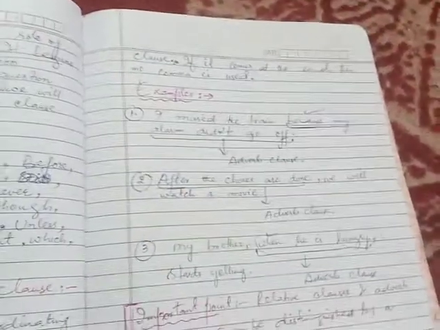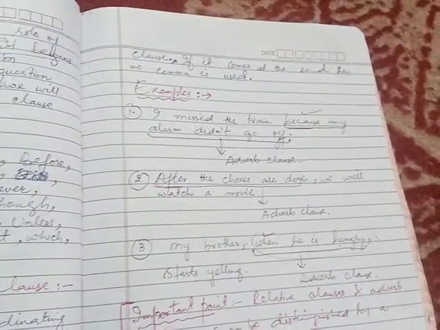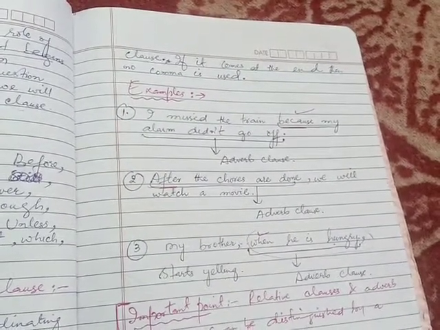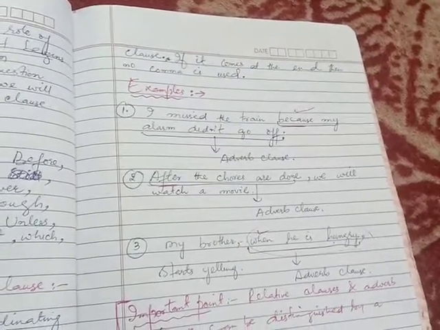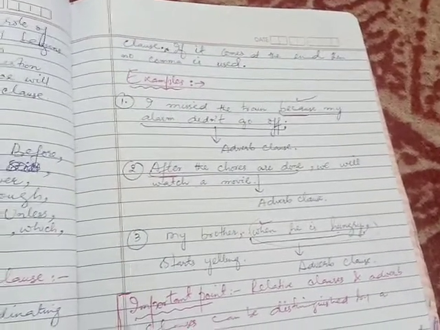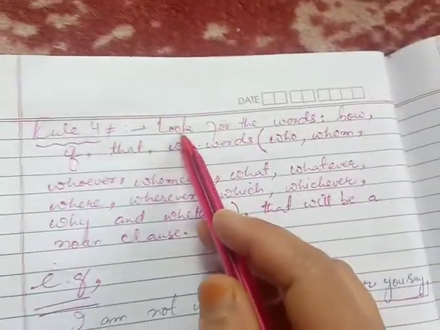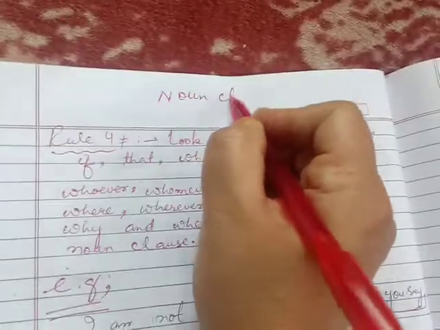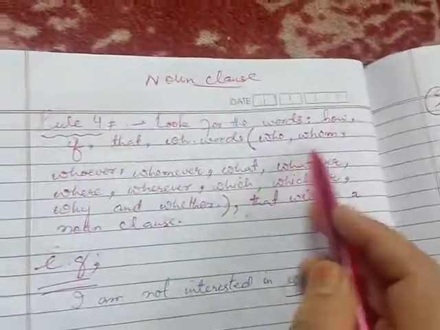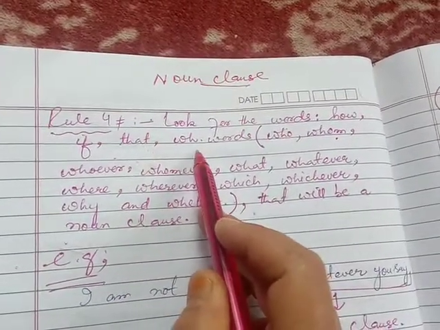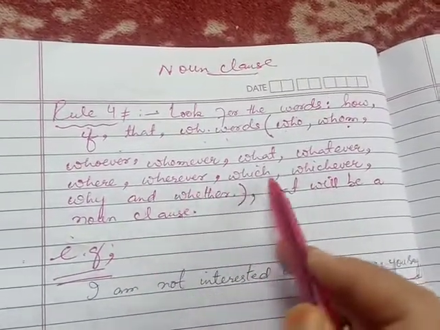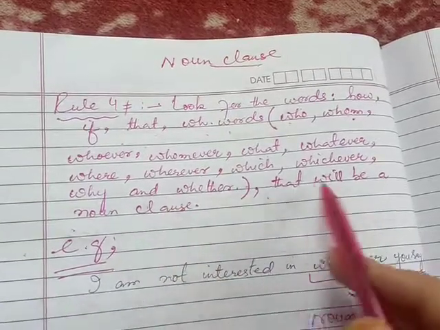Dear students, this was all about adverb clauses and noun clauses. But I forgot one important point relating to noun clauses. I told you how we can spot a noun clause in a sentence, but there I forgot rule number 4. Look for the words how, if, that, or wh-words: who, whom, whoever, whomever, what, whatever, where, wherever, whichever, why and whether. That will be a noun clause.